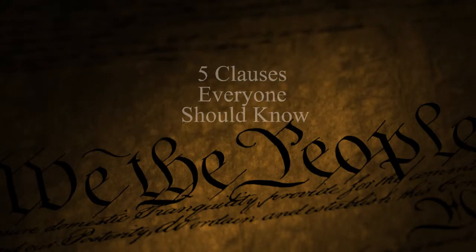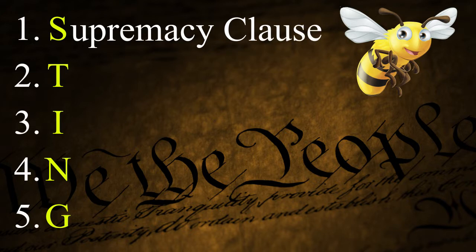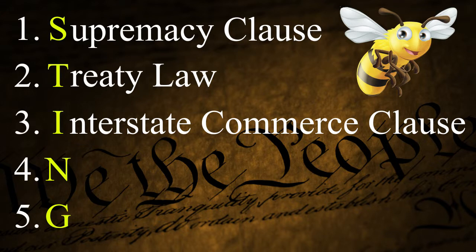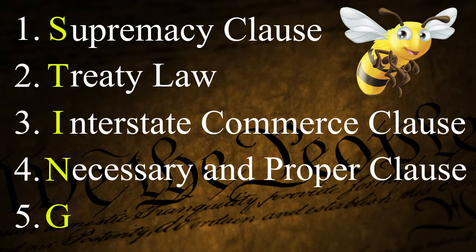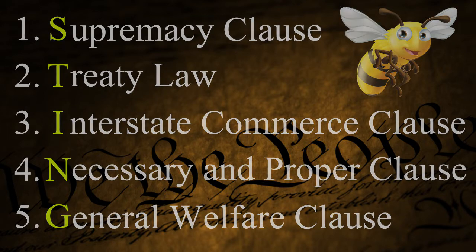Remember our acronym? STING. So S is supremacy. T is treaty law. I is interstate commerce clause. N is necessary and proper clause. And G is general welfare clause. Very good. Hopefully those are just boom, boom, boom. They rattle right off.